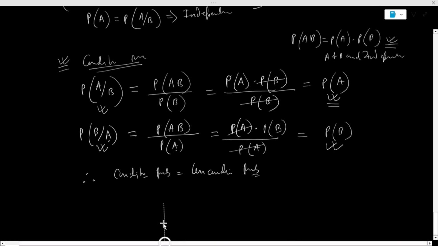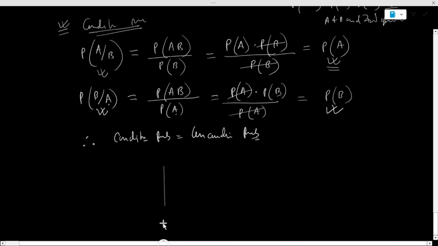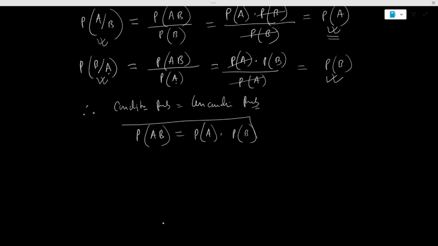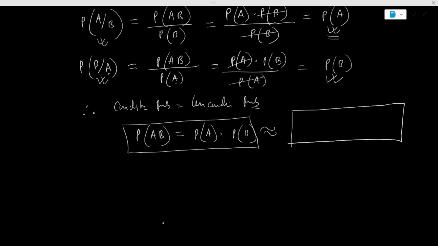And the conditional probability is equal to the unconditional probability when we can express the probability of the intersection as the product of their individual probabilities. So this is the case of independence. If this happens, then this will ultimately lead to equality of the conditional probability to the unconditional probability.